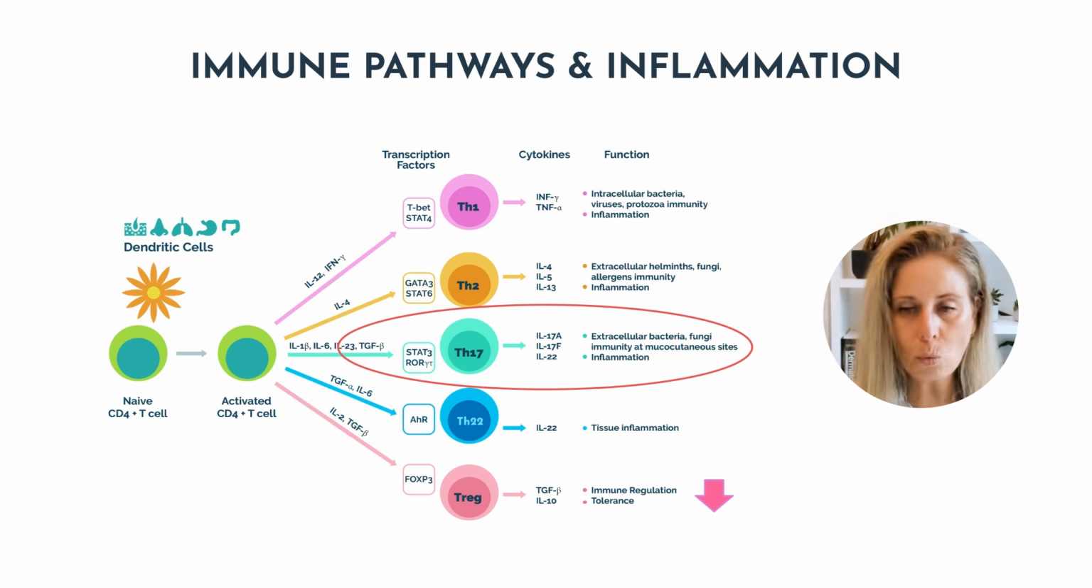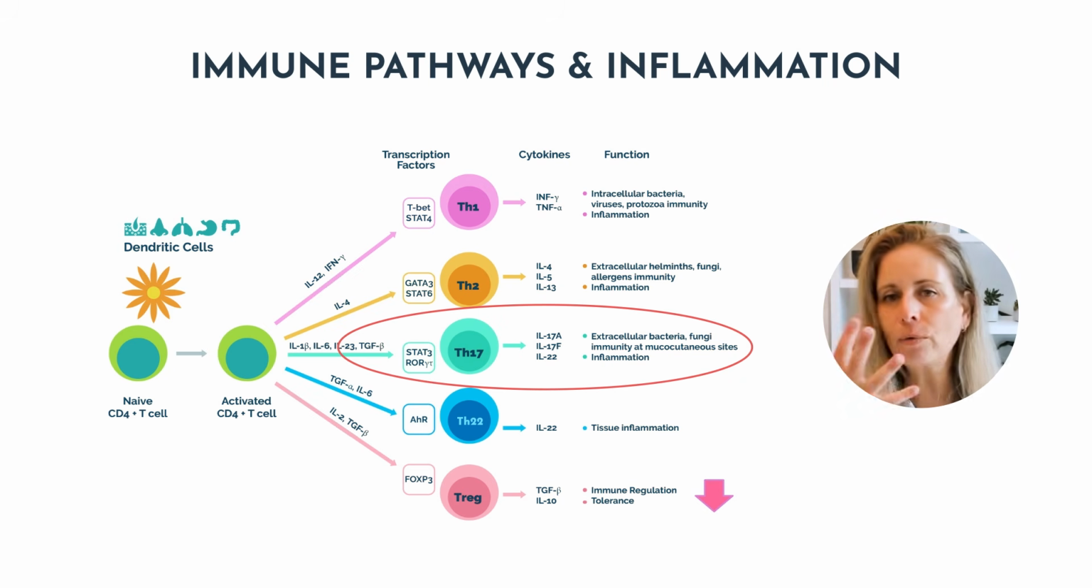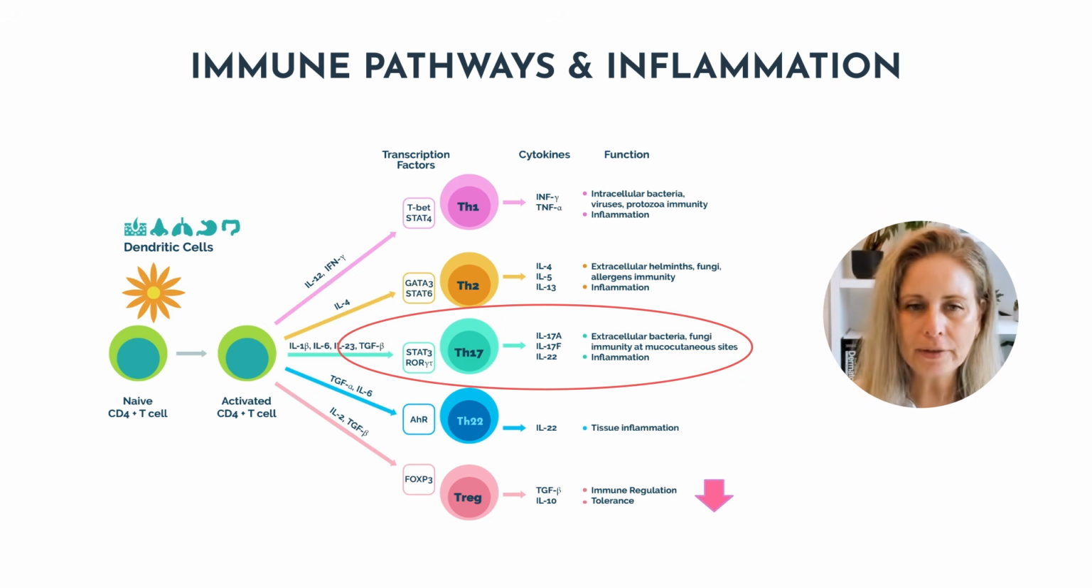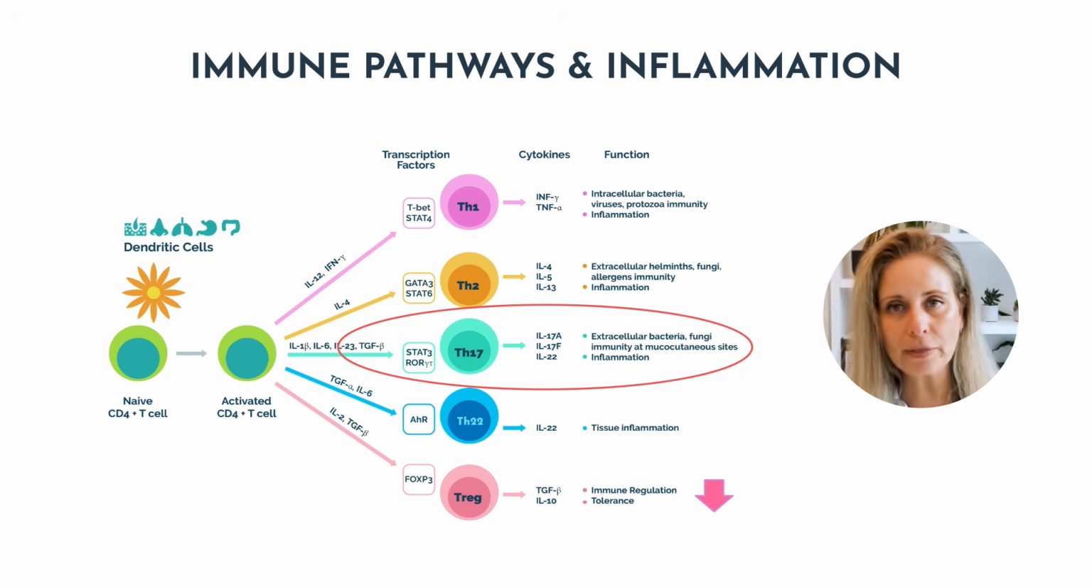And the reason why the body would be creating Th17 cells is due to extracellular bacteria and fungi at mucocutaneous sites. What is a mucocutaneous site? Well, sites that produce mucus. So the three sites we just talked about, our skin, our respiratory tract, and our gut. I think we all have gotten a cold and started producing a lot of mucus, so we know that's a mucocutaneous site. And our gut has a thick mucosal layer, so our entire GI tract is a mucocutaneous site. So if we get a bacterial or fungal infection there, we're going to trigger a Th17 pathway.